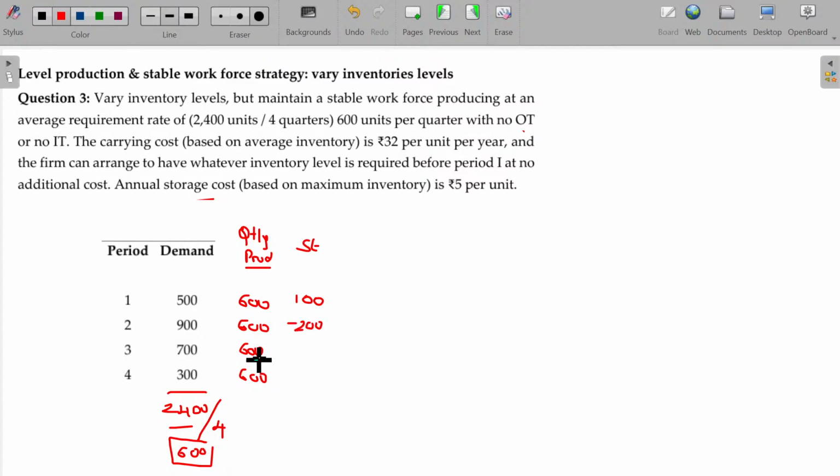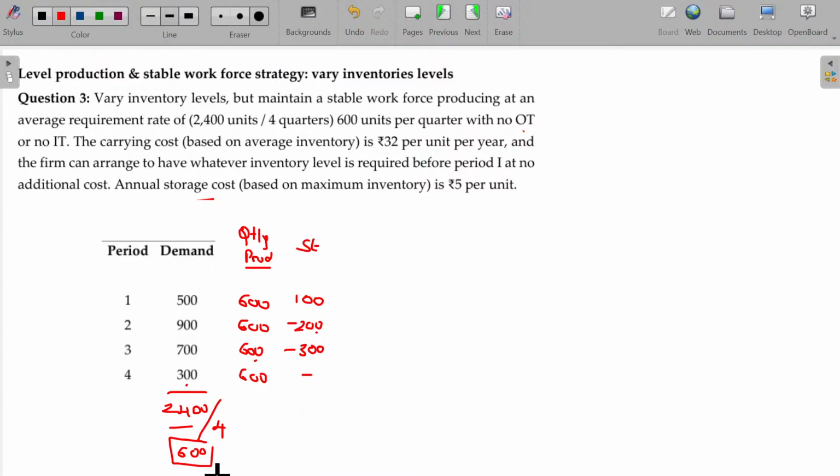Then you produce 600, you spend this 200 already, 400 you have, but you have to meet the demand of 700 units, so minus 300. Your stock out being 300. And 600 produced, already stock out 300 is now met out of this production. Balance 300 can be used for current year's demand, so 0.